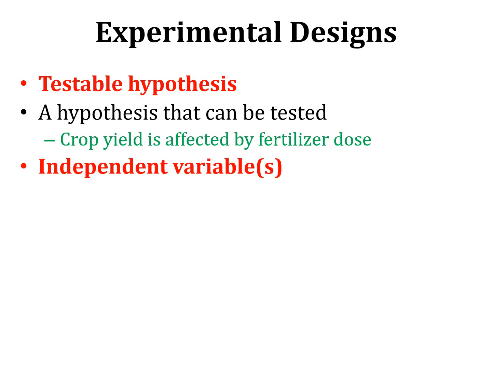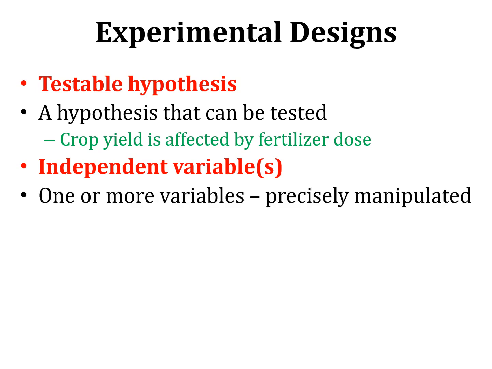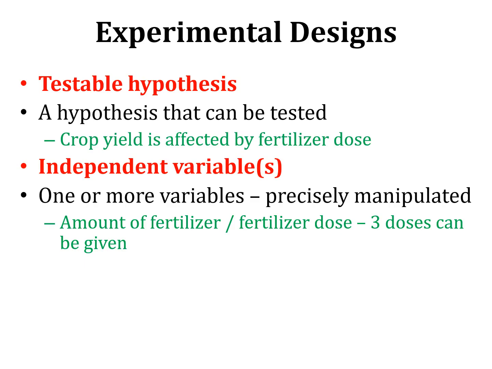And then we have the concept of independent variables. These are one or more variables that are precisely manipulated. Variables again means that they vary and that they have a variation. So these are the variables that you can manipulate, and they are known as the independent variables. For example, the amount of fertilizer or fertilizer dose. So 3 doses or 4 doses can be given.